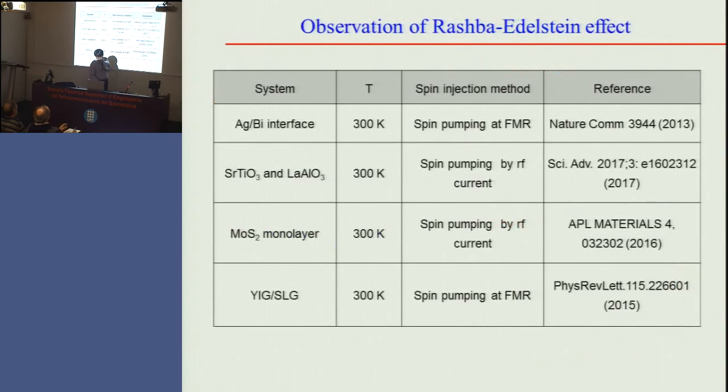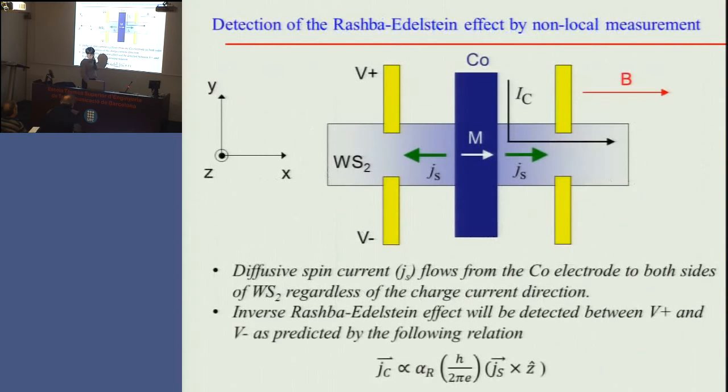Many experiments have been done to observe the Rashba-Edelstein effect. However, what I'm claiming here is that the observed effect in my WS2 system is not the Rashba-Edelstein effect. The reason is my WS2 has some thickness, so it is not really a two-dimensional system, and we cannot expect the so-called Rashba spin-orbit coupling in our system.